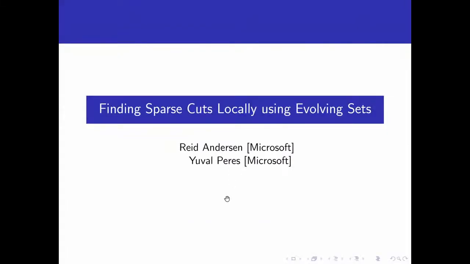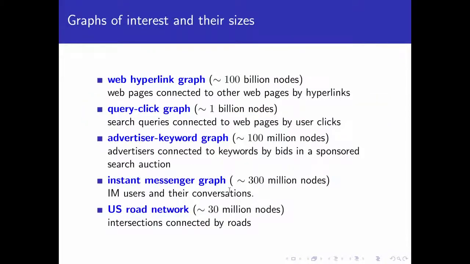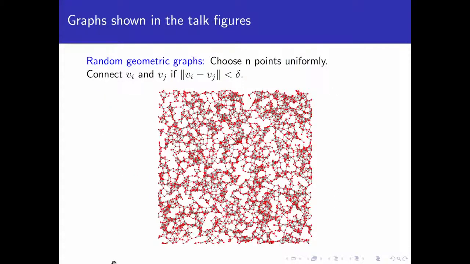So this was joint work with Reed Anderson, who was at Microsoft, and as well. The kind of problem we have concerns various big graphs, and these numbers are all not fully up to date. So the web hyperlink graph, query click graphs, advertising keyword graphs, and the smallest one of these is the US road networks. And in all these graphs, what we want to do is to find the community of a node.